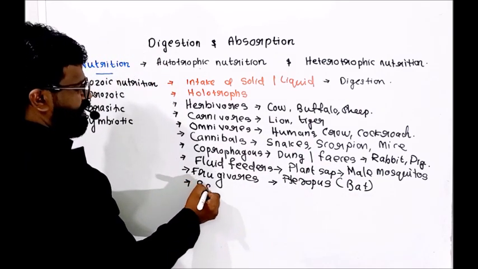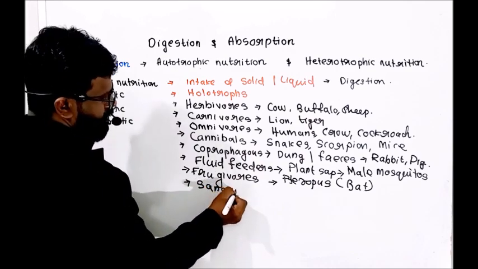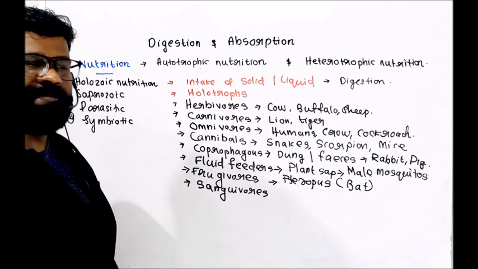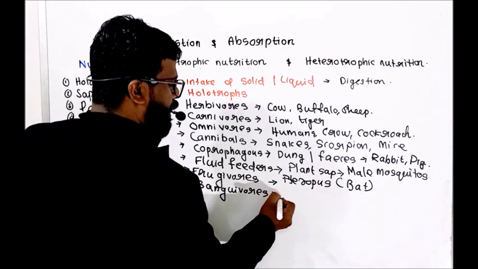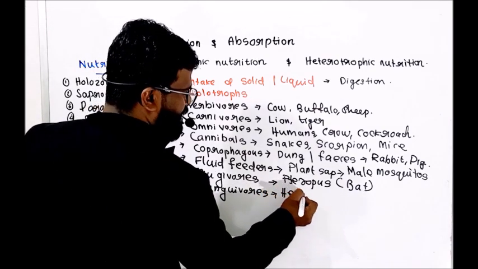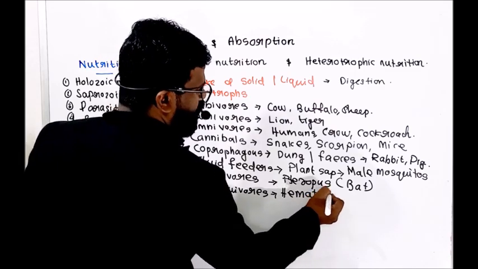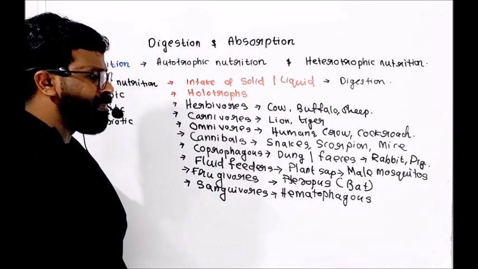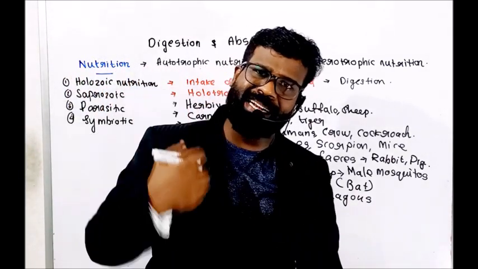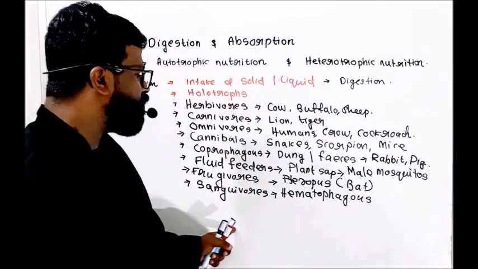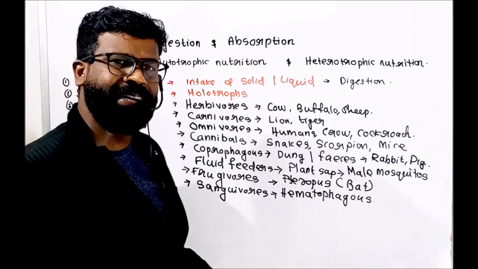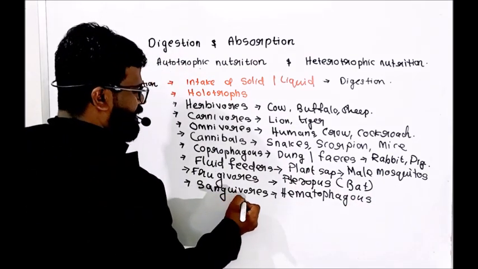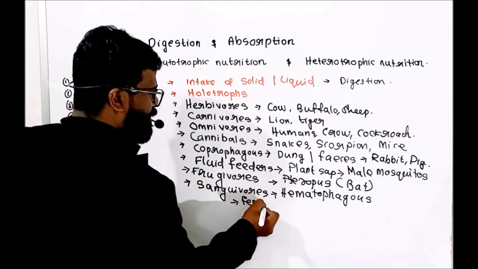Then sanguivores. Sanguivores are hematophagous. Hemato means blood. Hematophagous means blood feeders. So sanguivores are blood feeders. Example, the blood-feeding animals: the female mosquitoes.